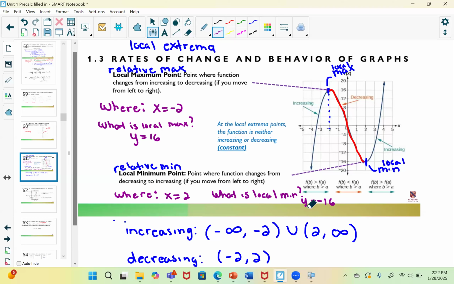And often they might not ask you to put x and y, they might just say, what's the local min? And you would just say -16. And what's the local max? You would just say 16.